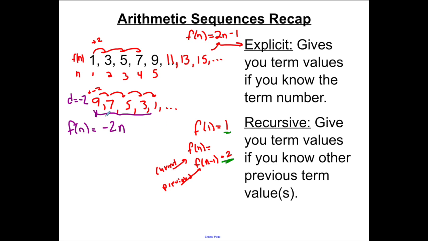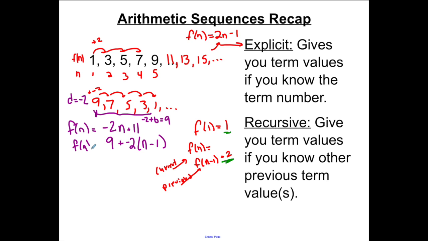Well, what I get when I plug in 1 here is negative 2 times 1, which is negative 2. But what I need to have come out is 9. So what do I need to add to negative 2 in order to get 9? What I need to add is 11. Another way people write it is this. You take the first term and you add, in this case, I could subtract the common difference times n minus 1.